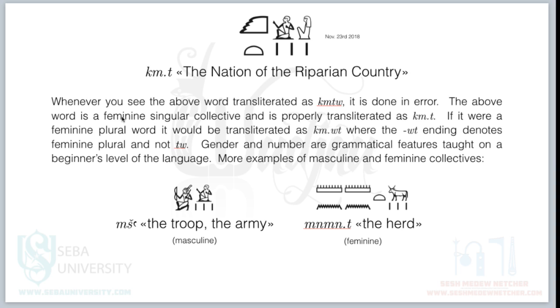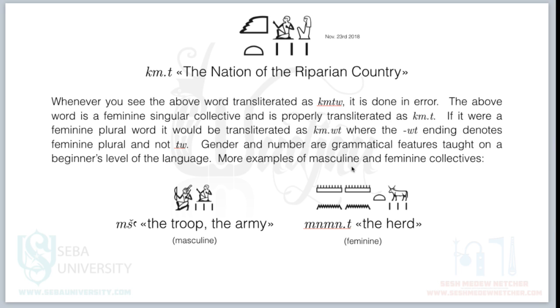And so what I said is that whenever you see the word above transliterated as Kemtu or Kemetu, it is done in error. The brother Netaneb is one of the people that mistransliterates this as KMTW. And he does so in error. So I say the above word is a feminine singular collective and is properly transliterated as Kemet. If it were a feminine plural, it would be transliterated as Kimwut, where the WT ending denotes feminine plural and not TW. Gender and number are grammatical features taught on a beginner's level of the language.